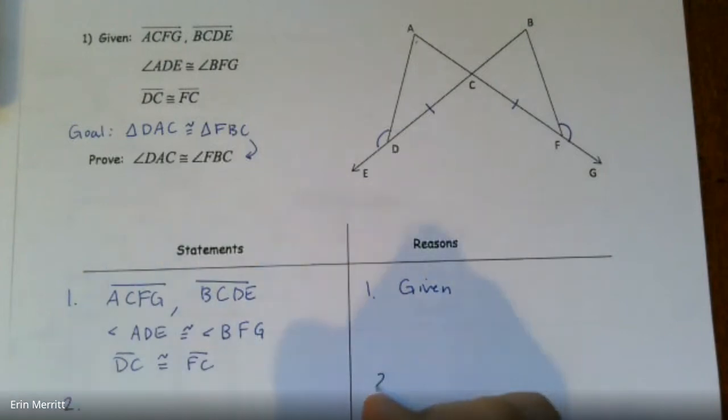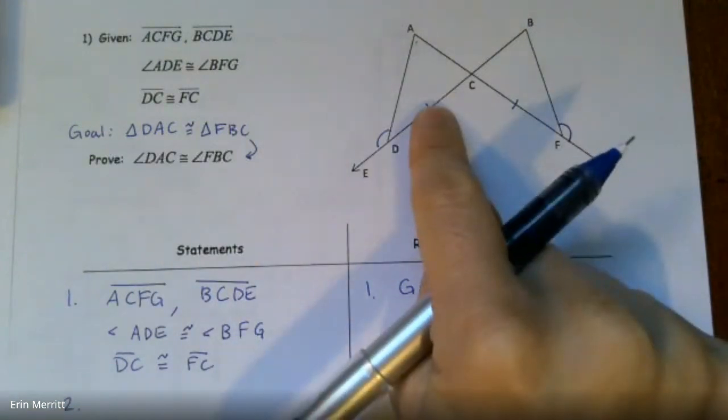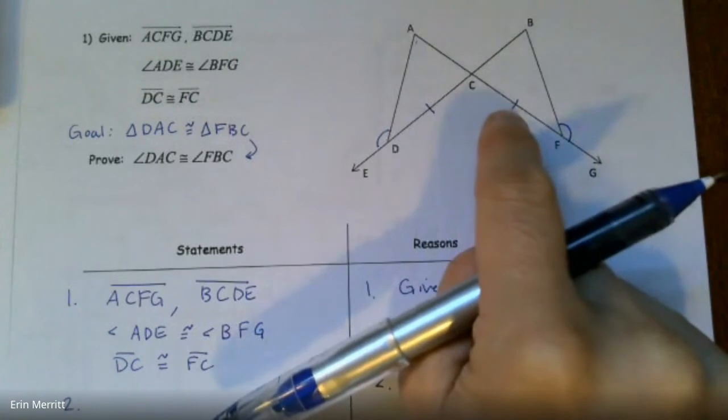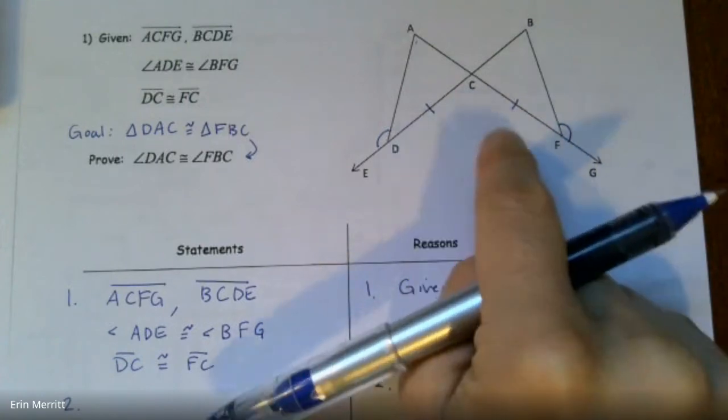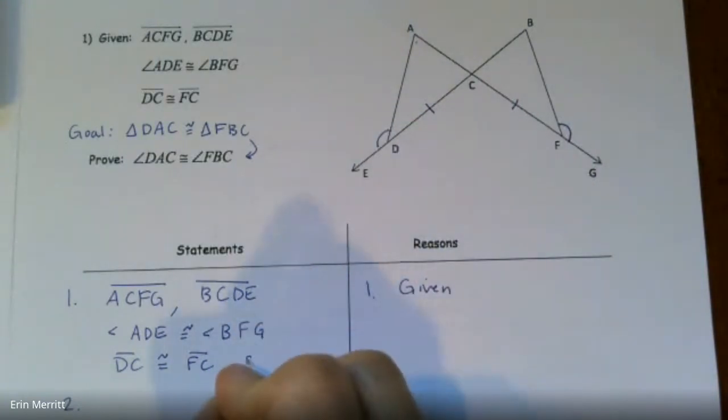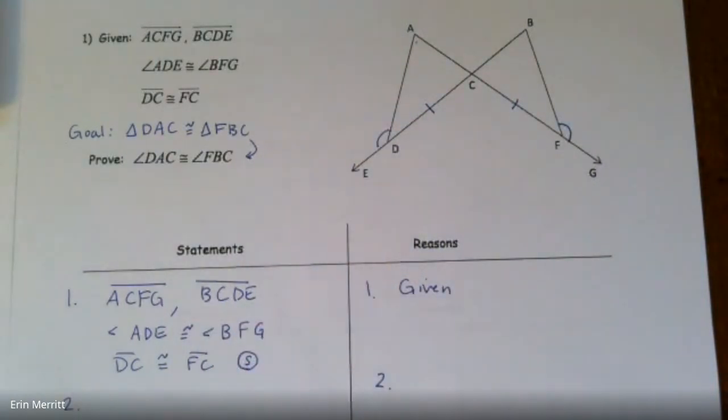Okay, with that in mind, DC being congruent to CF, that's a pair of segments in those triangles. So there we go. Nice.